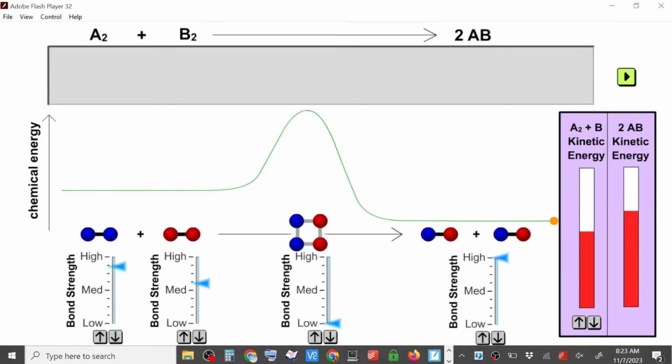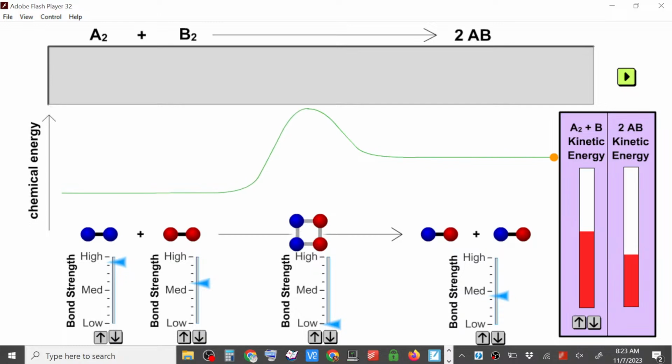Come on. Can I just grab it? No, I can't just grab it. Do we want this exo or endothermic? Endothermic. So let's make it a really high hill.